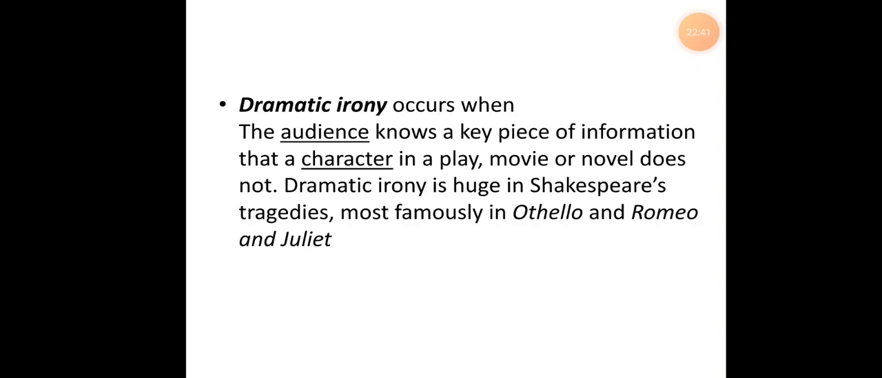Now the last one is dramatic irony. Dramatic irony occurs when the audience, you as a reader or as an audience, someone who watches a play, for example, knows a key piece of information that a character in a play or movie or novel does not. I mean, you know what will happen, and the main character in the movie or the play or the literary work doesn't know that.